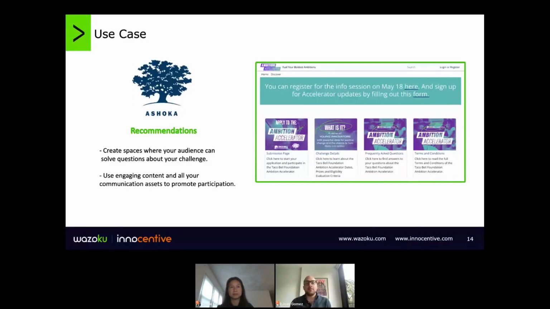And another recommendation is use your communication assets to promote participation. Take into account all the assets and all the communication strategies you have in your organization, whether you are engaging internal audiences or stakeholders or partners. Take into account all the communication channels you use on a daily basis with them, so you can improve the engagement and the participation towards your particular challenge and the case you want to address.